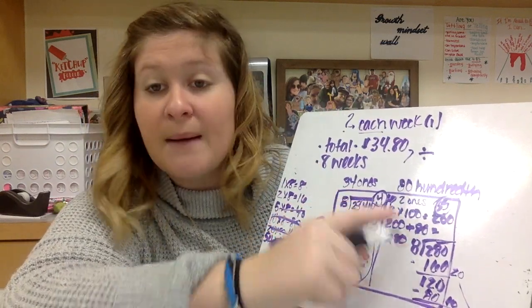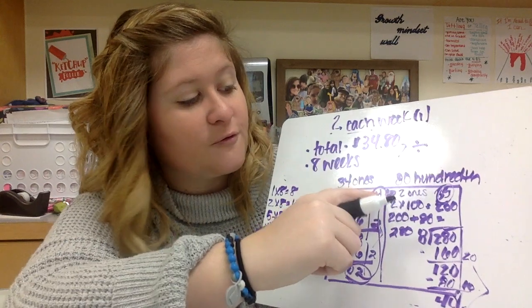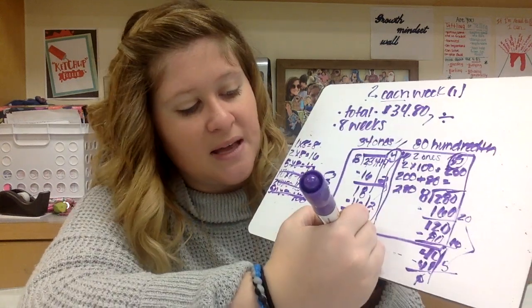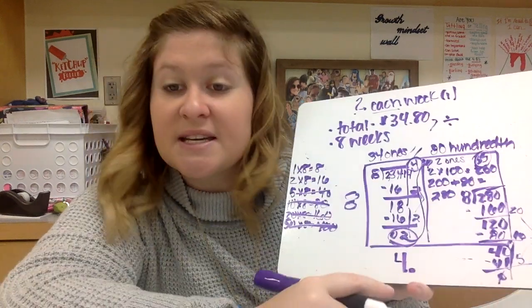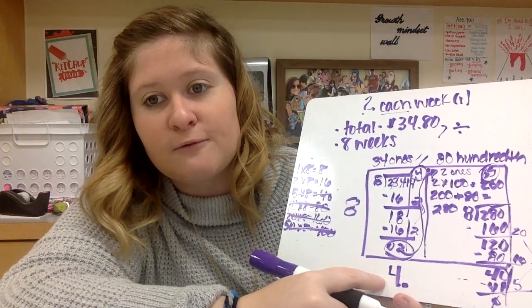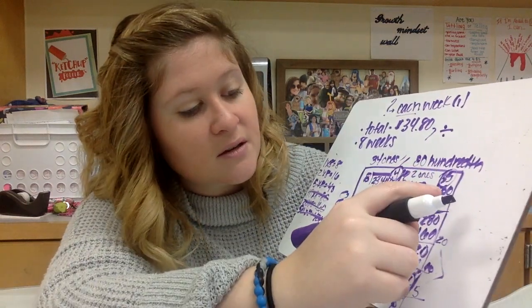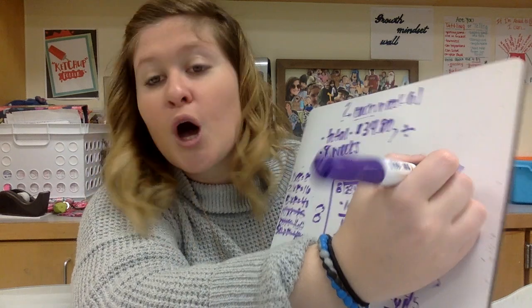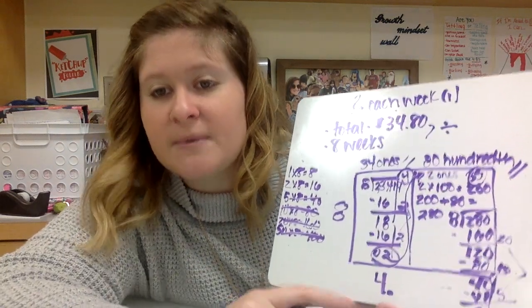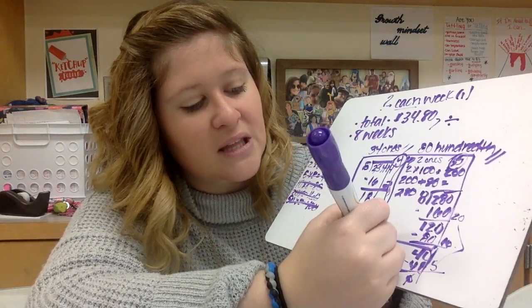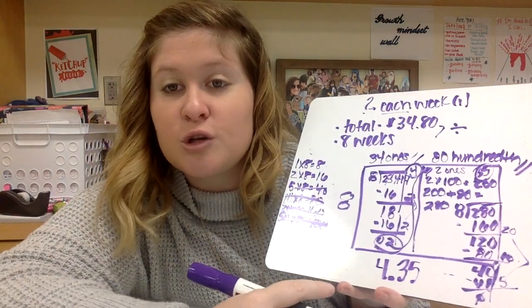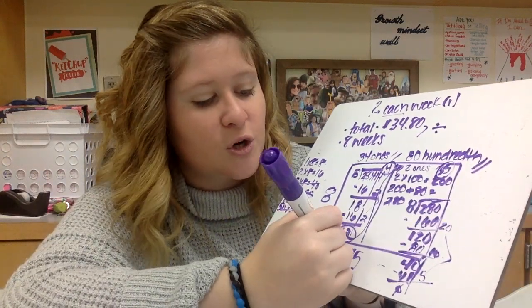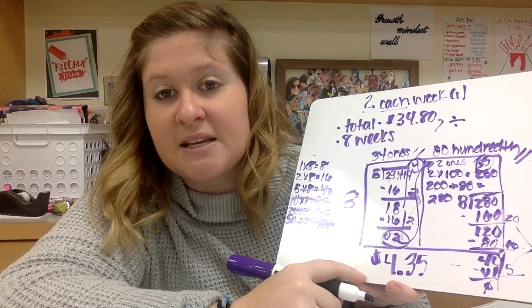Now I'm going to look at my answers and try to write them down. 4 goes in the ones place, so I'm going to write a 4 with a decimal because I know a decimal always comes after the ones place. This is 35 hundredths, so that 5 needs to drop into the hundredths place. So I'm going to put my 3 in the tenths place, 5 in the hundredths place. So it's going to cost her $4.35 each week.